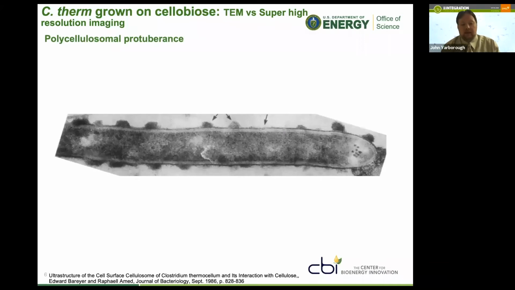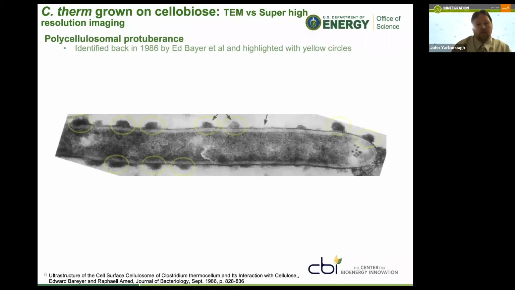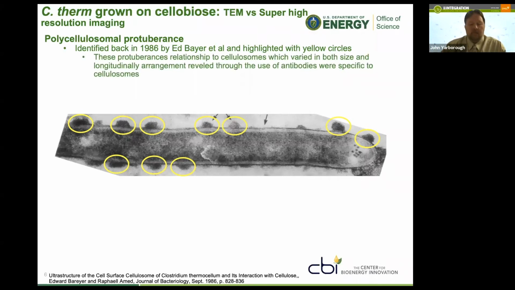Well, back in 1987, Ed Bayer looked at Clostridium thermocellum, and he noticed what he defined as polycellulosome protuberances, identified back in 1986. And this is what we see with the yellow circles, these round oval type shapes on the surface of the bacterial cell wall. He associated them with these cellulosome clusters through secondary antibody labeling.